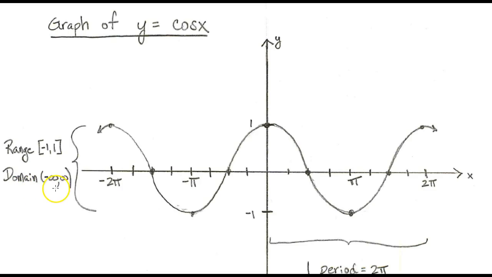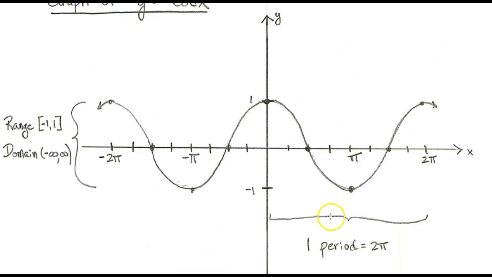So the domain is minus infinity to infinity. The range again is minus 1 to 1, which means it has an amplitude of 1. The height, the highest it gets, is 1. And its period is also 2 pi, just like the sine function.